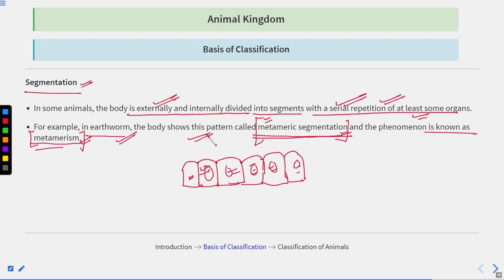Such type of segmentation, that is from outside as well as inside, is called metameric segmentation. Sometimes there is a segmentation that is from just outside but not internally, right? So when it is present from inside and outside both, then it is called metameric segmentation.